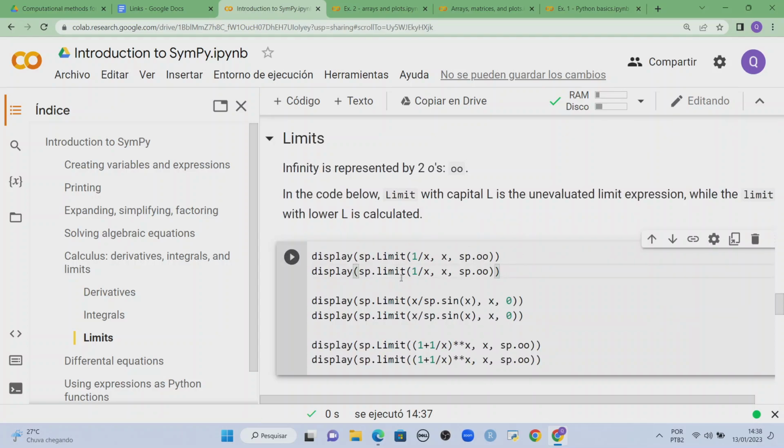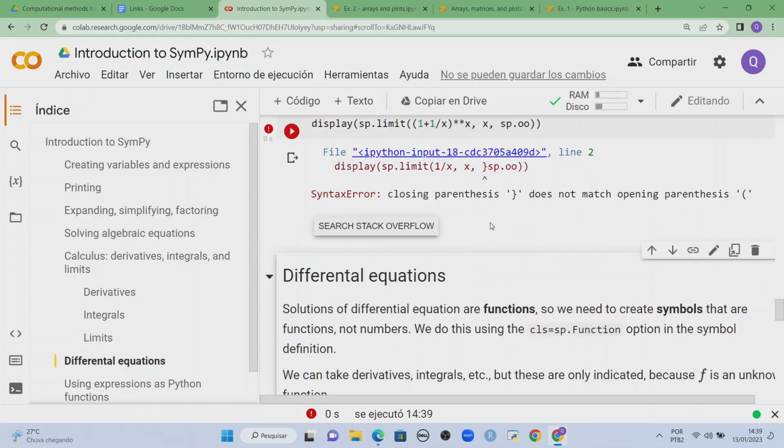So how do you do a limit? You have to write limit, then the expression you want to take the limit of, the variable that is going to change, and then the value to which this variable goes. So this is with x going to plus infinity. If you wanted to go to minus infinity, you can put a minus here. So let's see what happens here.